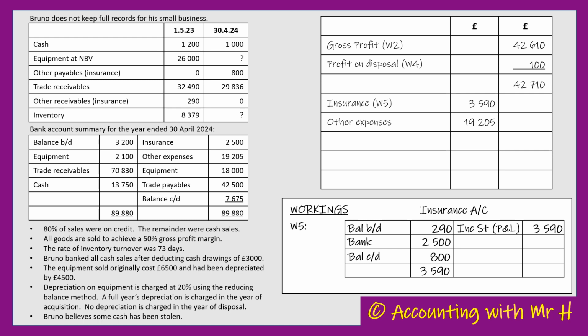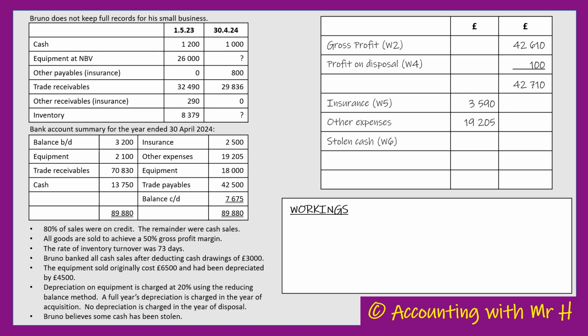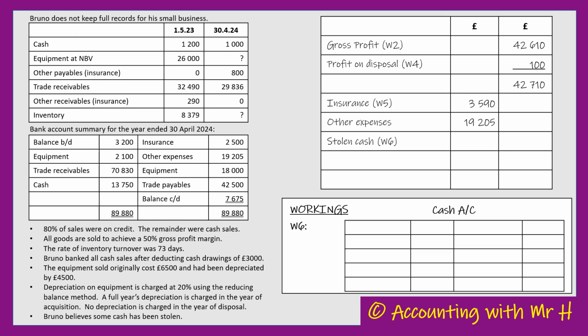So he doesn't know for definite, but in these sorts of questions, if it gives you a hint that some cash has been stolen, it normally has been. So let's put a narrative ready. Stolen cash, then working 6. And what I'm going to do is now use the next technique, which is to use a cash account or a bank account to help me work out missing figures. So cash account, and basically I'm going to look through the question for anything about his cash. So in the first table, he knows that at the start of the year, he had £1,200 of cash. So that's an asset. So I'm going to bring that down then on the debit. There it is.